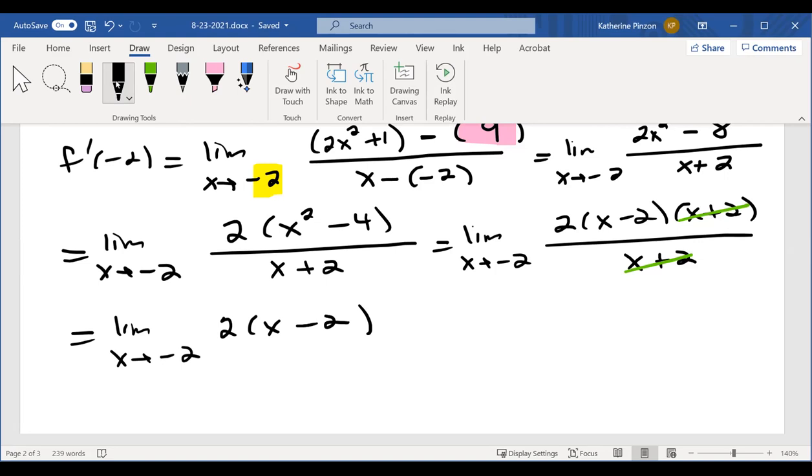Okay, what should I try now? Plug in the number again. Yeah, okay, great. Let's plug that number in again. 2 times negative 2 minus 2. Negative 2 minus 2 is negative 4 times 2 is negative 8.